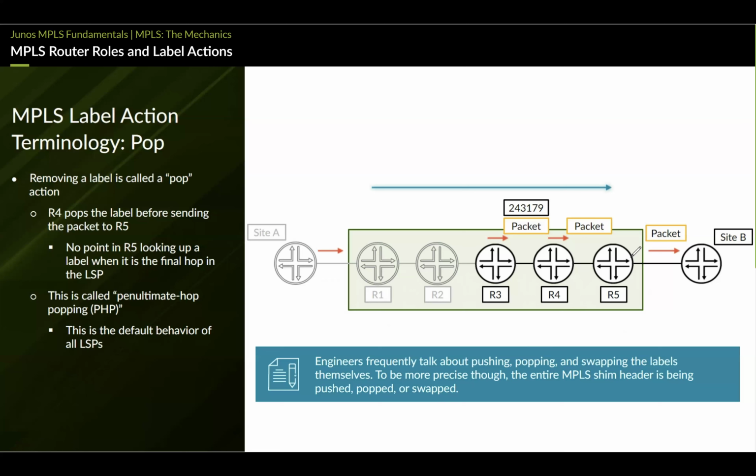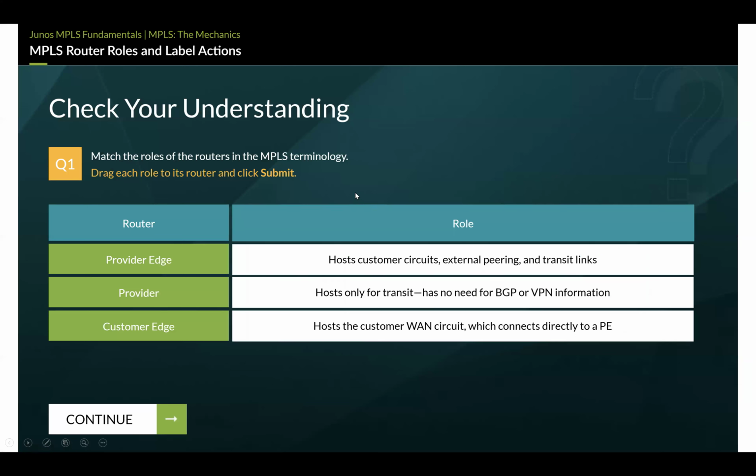So at the egress router, PHP has happened. Penultimate hop popping: in penultimate hop popping, this router pops the label and sends the packet to the egress router. So there are basically three actions: pushing, popping, swapping. Three actions based on router roles.